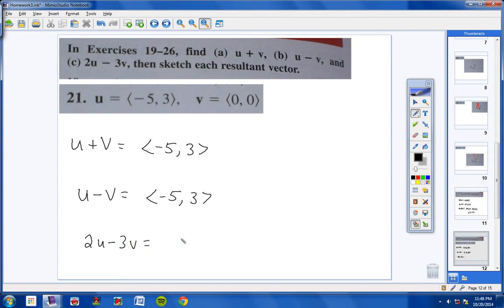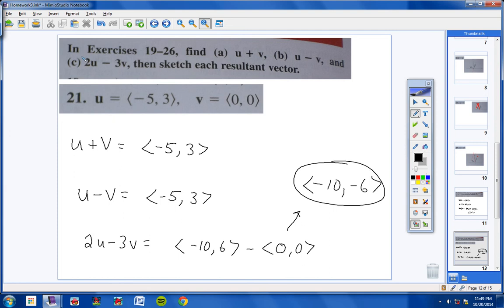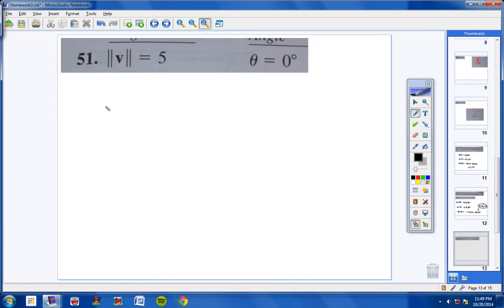And then letter C, 2u minus 3v. Well, 2 times u would be negative 10, 6. And 3 times v would be 0, 0. So obviously your answer would be negative 10 minus 0, negative 10, and negative 6 minus 0 would be negative 6. Okay, and let me check that real quick, and yes, that is correct. Actually, it would be a positive 6 here, because we have a positive 6 here, so 6 minus 0 would be 6. Okay, moving on to number 51.